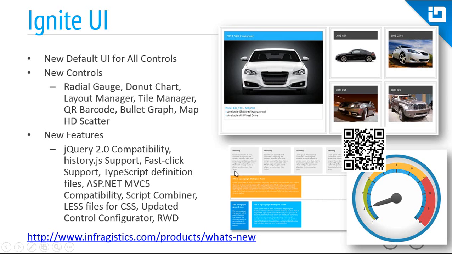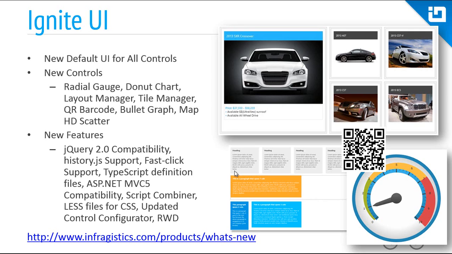So just to highlight some things, new default UI for all controls. We have a bunch of new controls: the radial gauge, donut chart, layout manager, tile manager. We shipped a QR barcode, bullet graph. We shipped our HD scatter map. So the HD scatter map lets you plot millions of data points on the map, literally in milliseconds. We had that in XAML. Well, now we have it in jQuery as well.